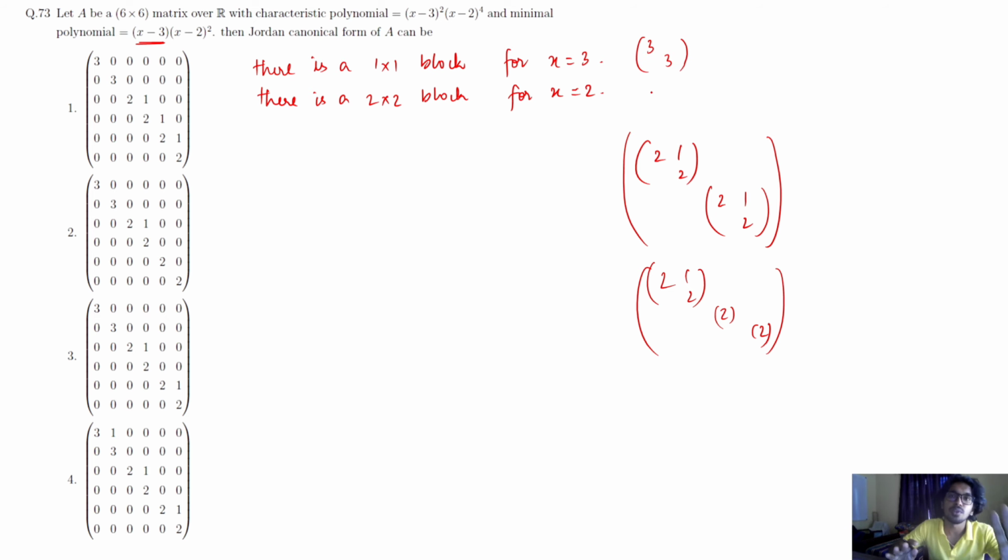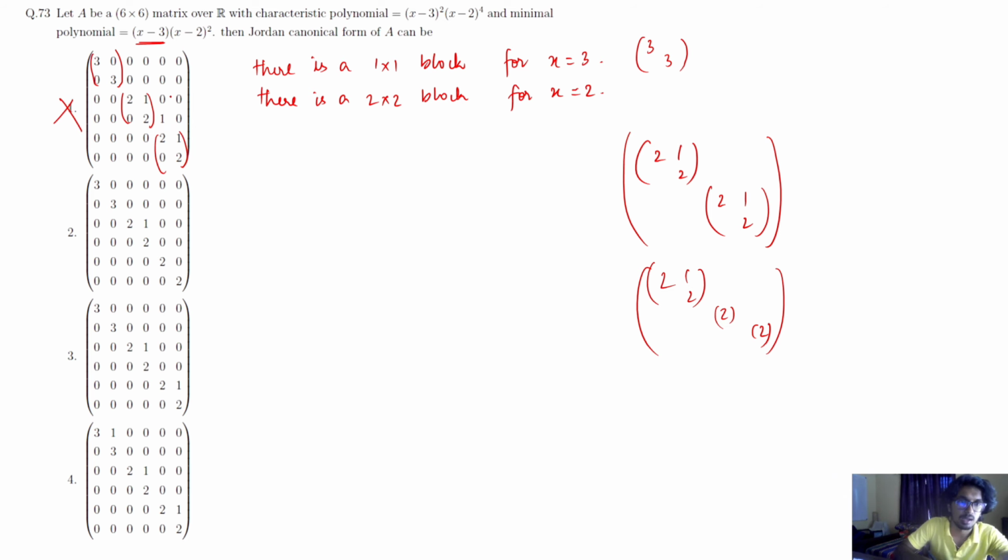The first option claims that we have this 2 by 2 block for 3. Okay, fine, and this is fine, this is fine, but this one should not be there. This should be filled with 0. Therefore option 1 is wrong.